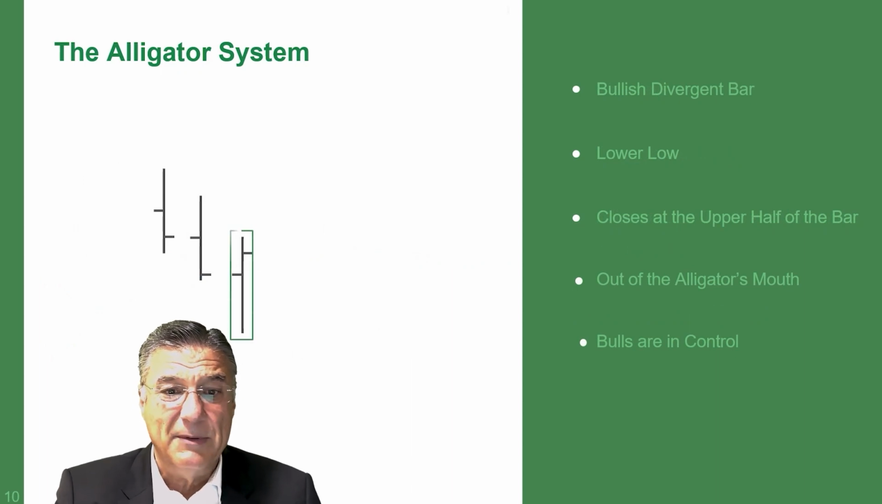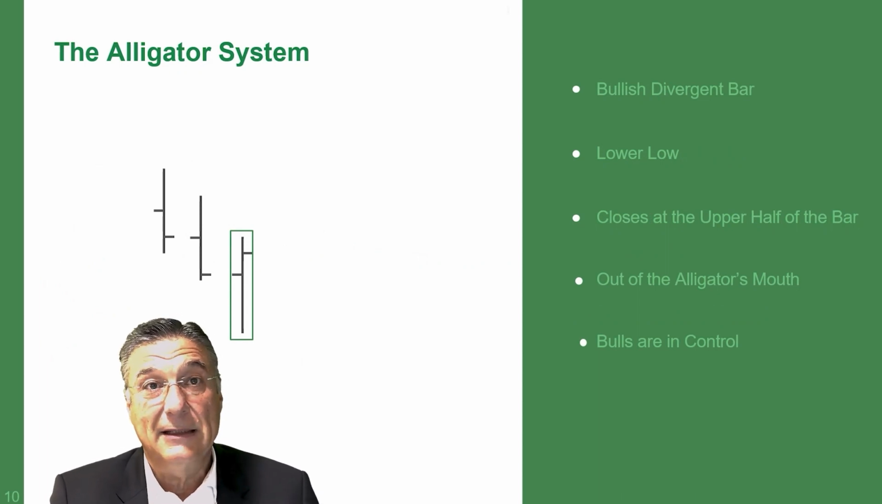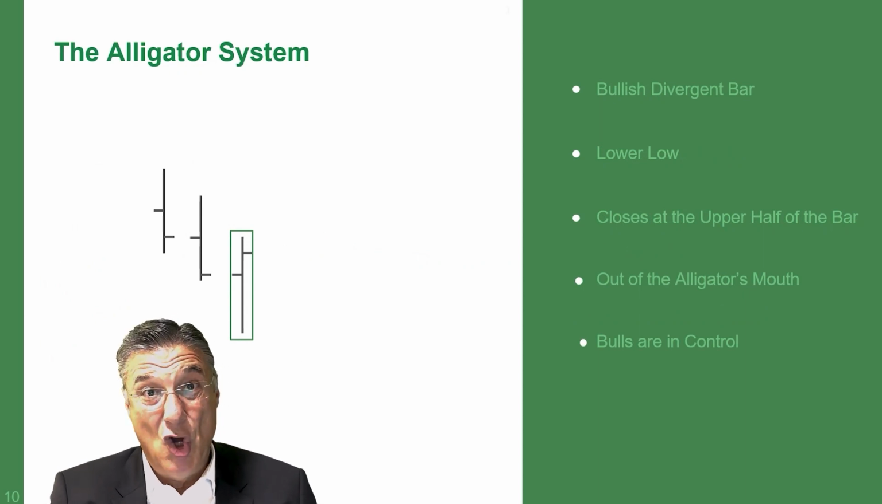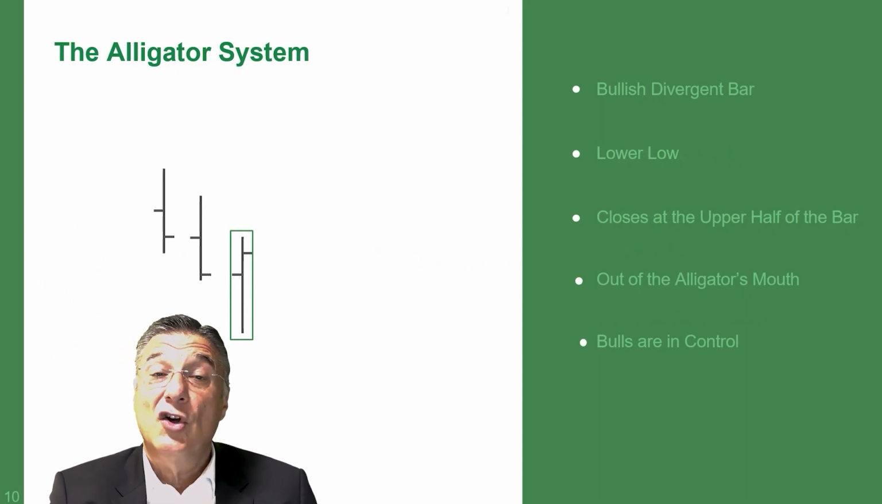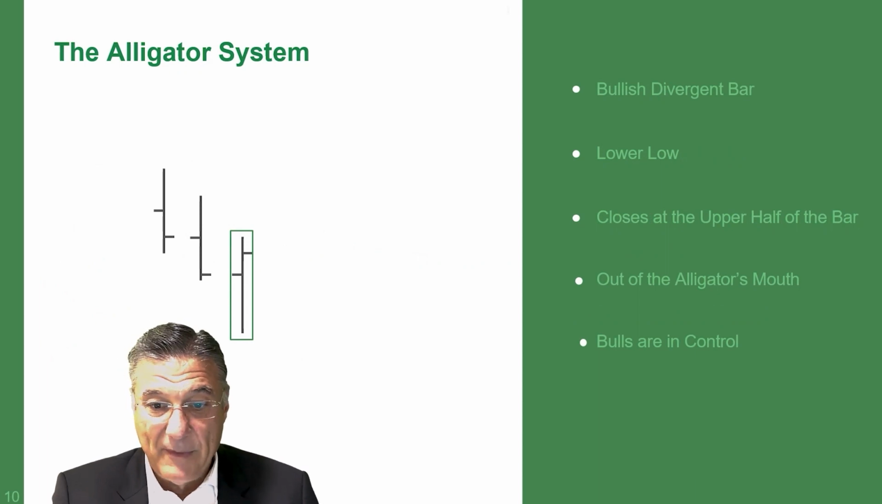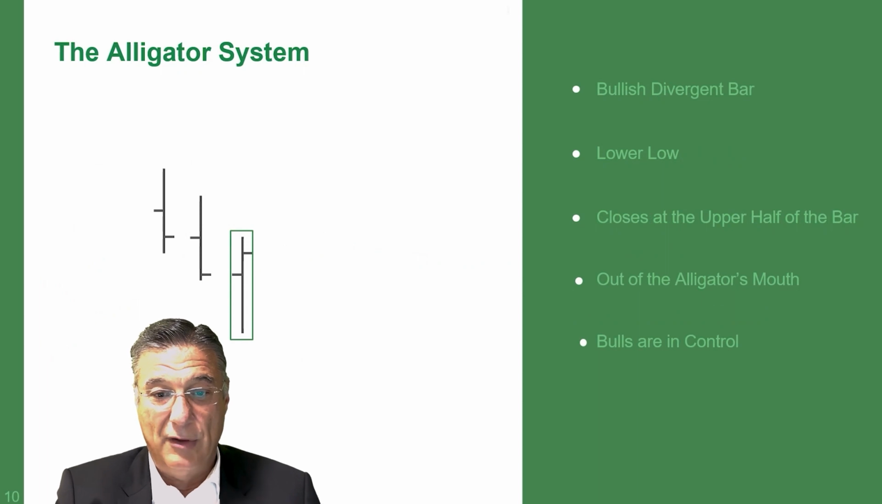Good. Another concept is the divergent bar. In this case, we're discussing the bullish divergent bar. It's identified in a downtrend, in a decline, and it records a lower low where it closes in the upper half of the bar. And we can assume that the bulls take over the market. Good. One special requirement is that the bullish divergent bar is located out of the alligator's mouth.